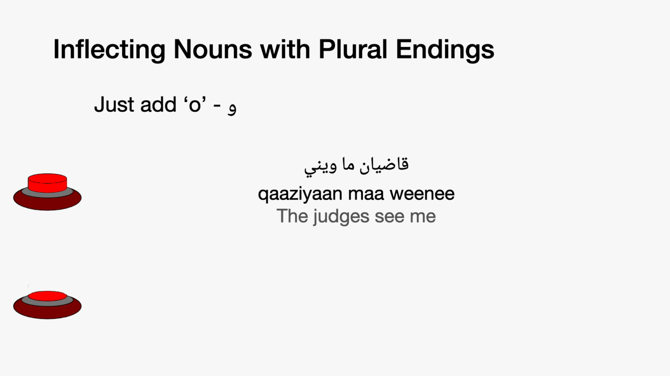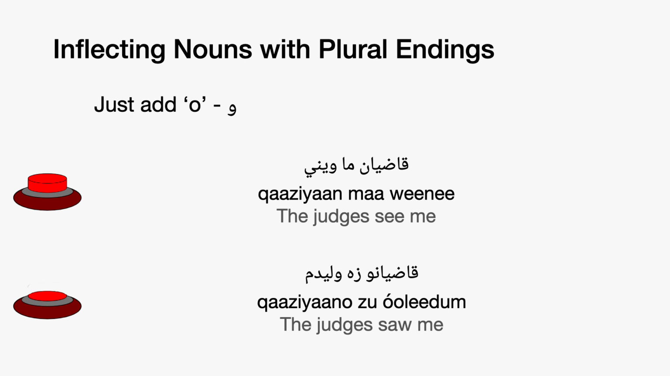But if it's past tense, like kaziano zawulidam, the judges saw me, then we have to inflect it and add the o on the end of it. If this past tense, present tense thing is freaking you out, how different those sentences look, don't worry, there'll be other videos that explain exactly how this works. For now, just notice how when we use a subject with a past tense transitive verb, we have to inflect it. And we're already using the plural, so we have to use the second inflection here and add the o.